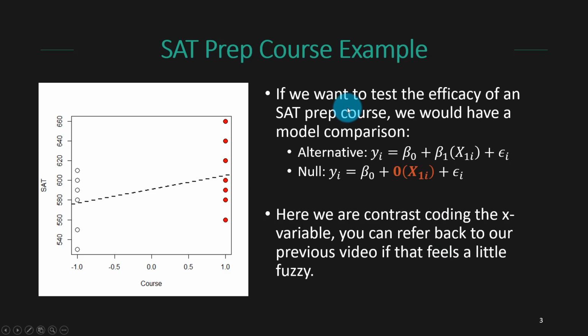So next, we said that if we want to actually test the efficacy of this SAT prep course, we can calculate an independent samples t-test by fitting a model where we make a conditional prediction, and we say we'll allow our prediction of y to change as a function of x. So we're estimating a line that has an intercept and a slope, and we end up getting this prediction line here. And then what we're comparing that to is a null model in which we assume that the true value of the slope is actually 0.